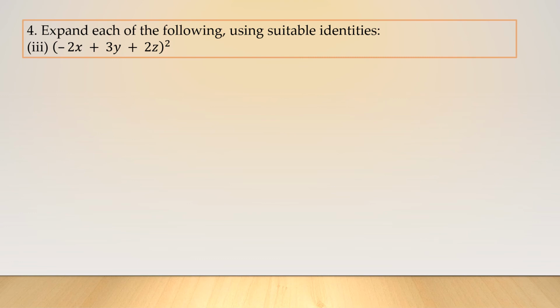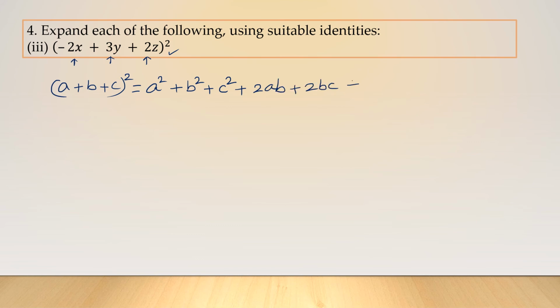Third part is minus 2x plus 3y plus 2z. Again, there are three terms. So which identity we will apply? We will apply the identity a plus b plus c whole square is equal to a square plus b square plus c square plus 2ab plus 2bc plus 2ca. Right? Now let's write the question below this. So it is minus 2x plus 3y plus 2z.